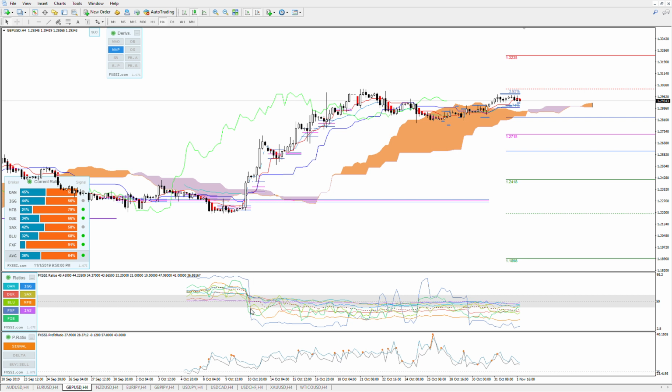So when we see a data release, you have to remember where the retail are positioned prior. So yeah, that's interesting. They would have made a lot of money on that. So that's the pound.